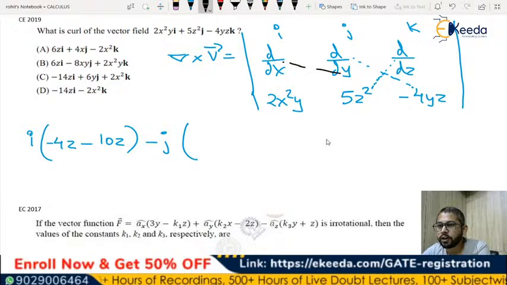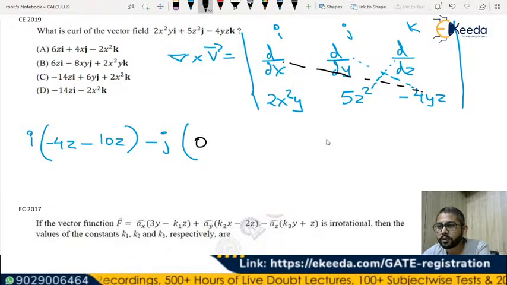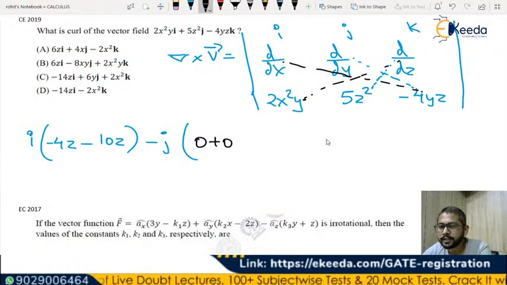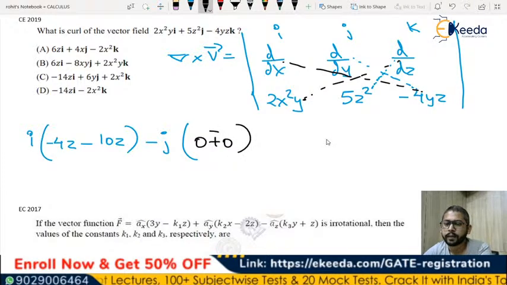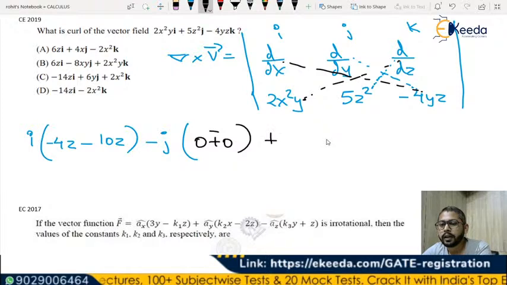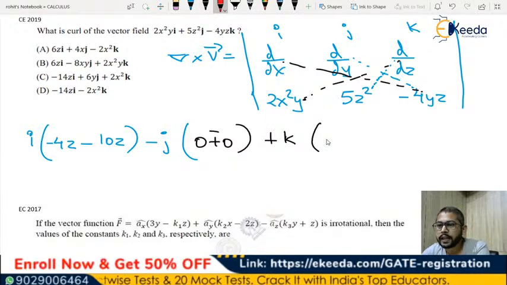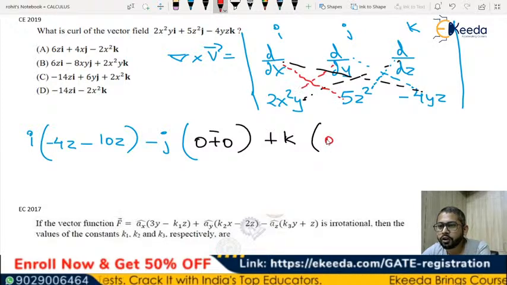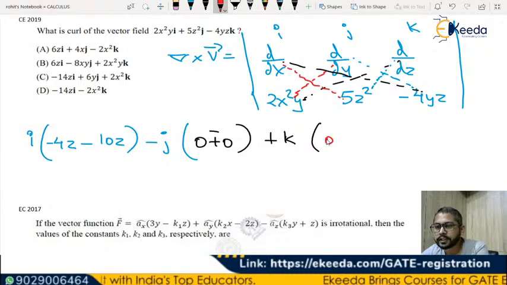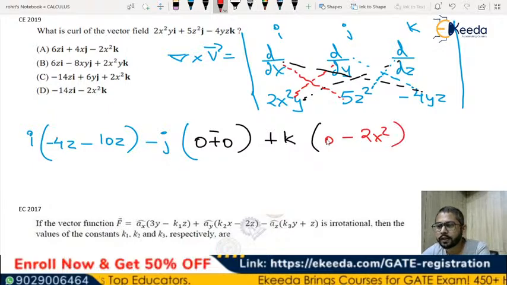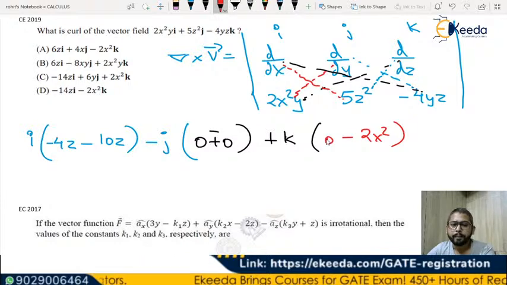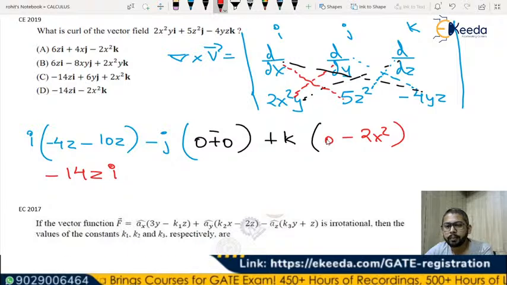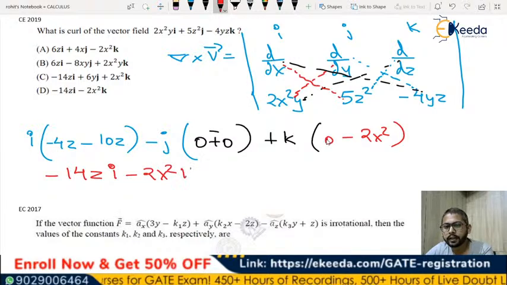j. So dx of this term 4y square, this will be 0, and dz of this term 2x square y, this will also be 0. I can write minus 0, anything is okay. Of k, so dx of 5z square is 0, and dy of 2x square y, so this is minus 2x square. So the result is going to be minus 14z i and minus 2x square k.